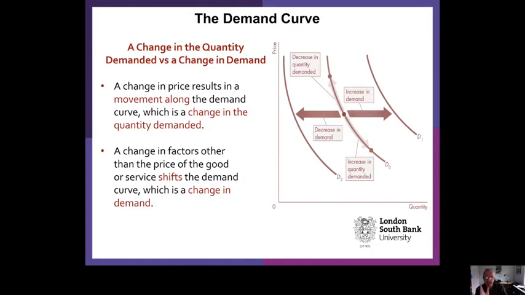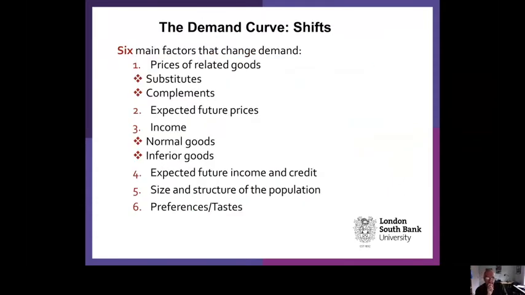But the key thing is, if it's something other than price that affects demand, it's a shift of the demand curve. Okay, right. So maybe just have a little think about that. Make sure that that's clear to you. On this slide, we've got some of the factors other than price that affect demand and therefore shift the demand curve. Let's think about them in terms of how they affect demand. I hope it will be obvious to you that an increase in demand is a rightward shift in the demand curve, and something that reduces demand is a leftward shift in the demand curve.